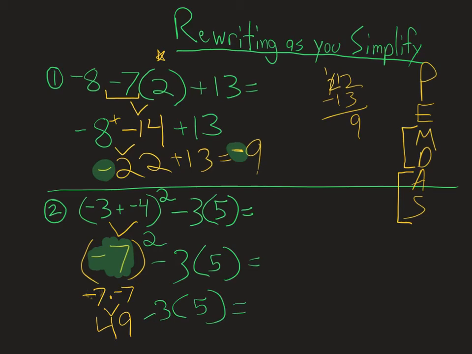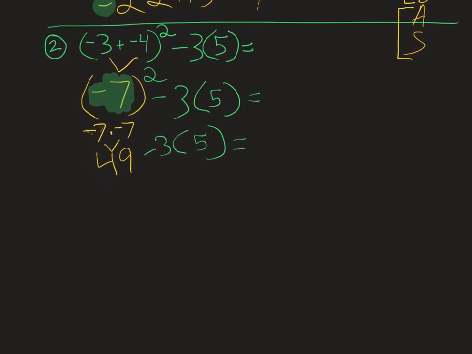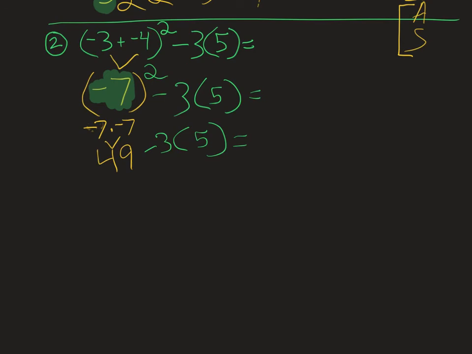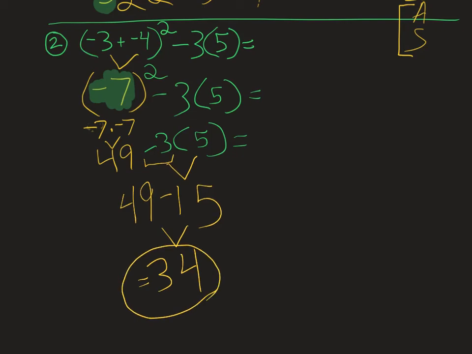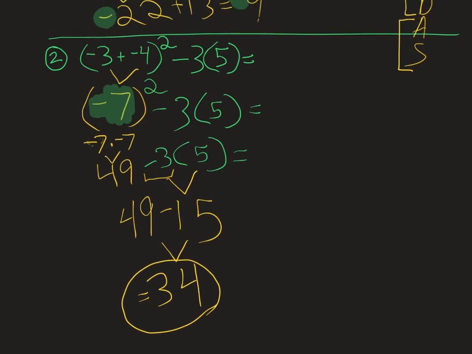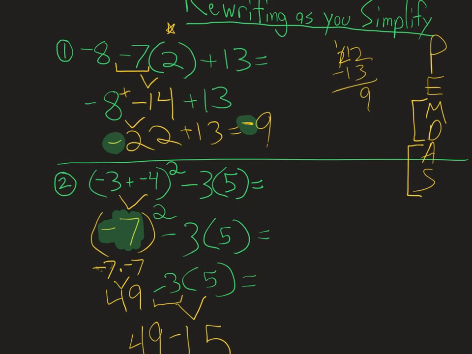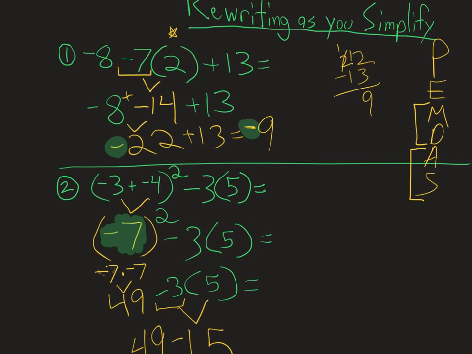I'm running out of room. Let's see if I can move this up. Yes, I can. And continue working. Okay? I've got my multiply divide, which is right here. A -3 times a 5 is -15. Bring down that 49, and a last step of add subtract. 49 minus 15, 34.